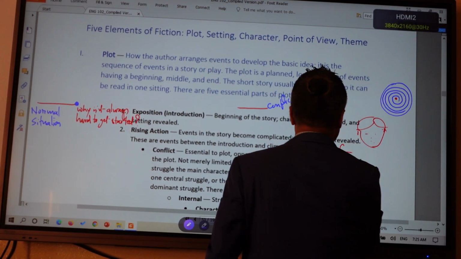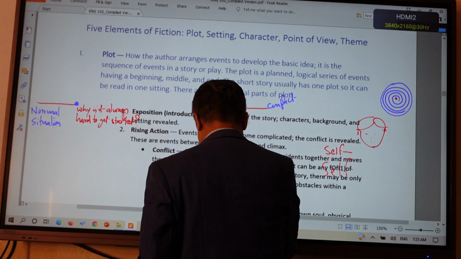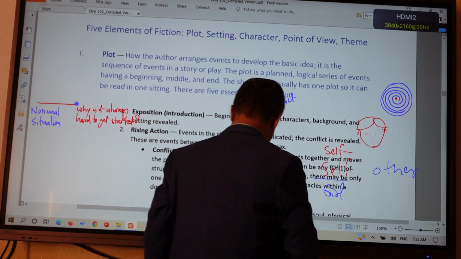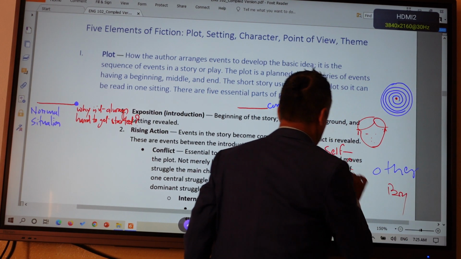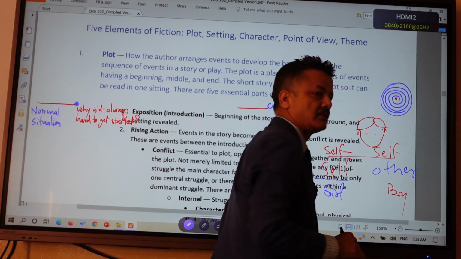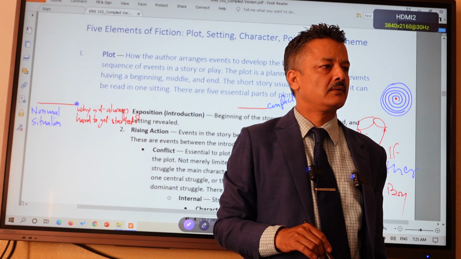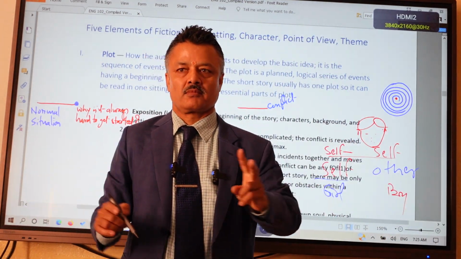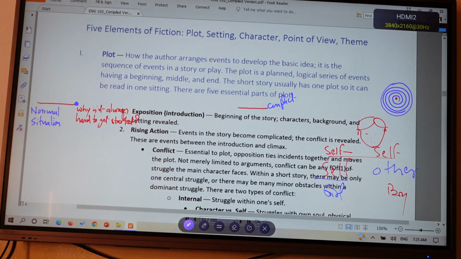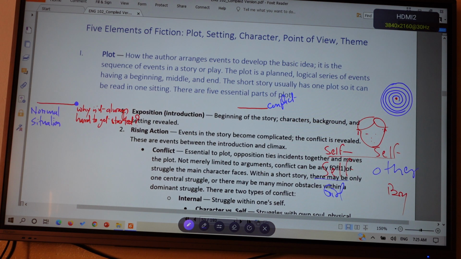Now the second example is self and other. Self, the girl, other, the boy. Here, self also the girl and self also the girl, two selves. Now in this class, to have conflict, you must have two elements. There can never be conflict with a single element. There can be no conflict. Even if you are alone, you create your own self.